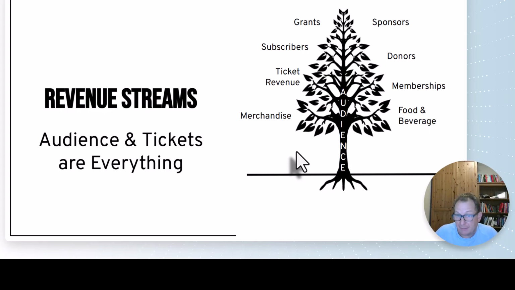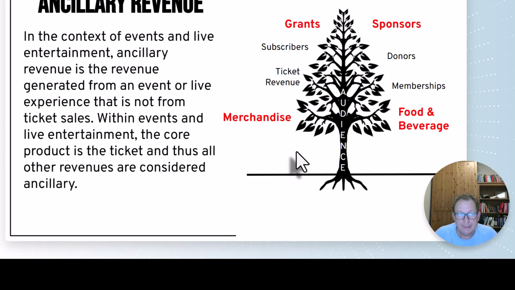So things like merchandise or ticket revenue or food and beverage can all be generated from that. And then consequently, you can generate other revenue, such as grants for the event from governments. You can generate it from sponsors. You can generate it from donors or membership sales or subscriber sales, all kinds of different revenue streams.